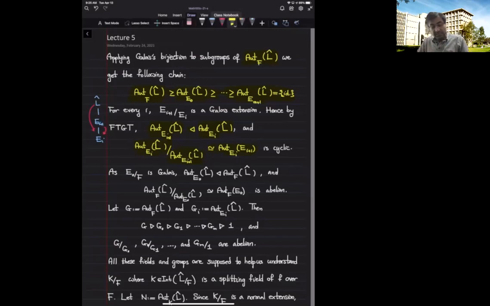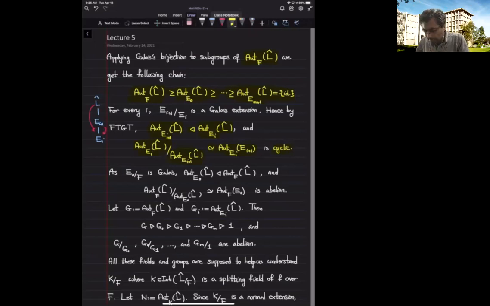So I can use the first isomorphism theorem for groups to get this isomorphism over here. And because E sub i plus 1 over E sub i is a Kummer extension, we deduce that this group is a cyclic group. So altogether, we have this chain of subgroups, and each one is a normal subgroup inside the previous one, and the quotients are cyclic groups.